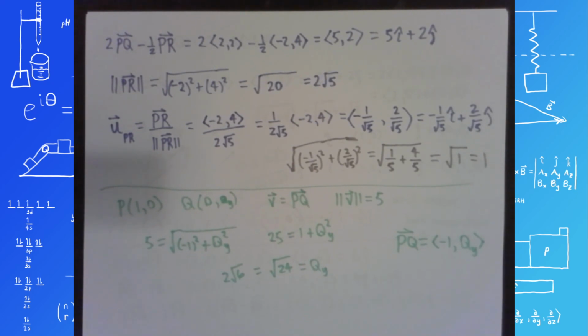I think part C would be the most interesting part here. Verify that the vectors A, B, and A plus B, and respectively A, B, and A minus B, satisfy the triangle inequality.